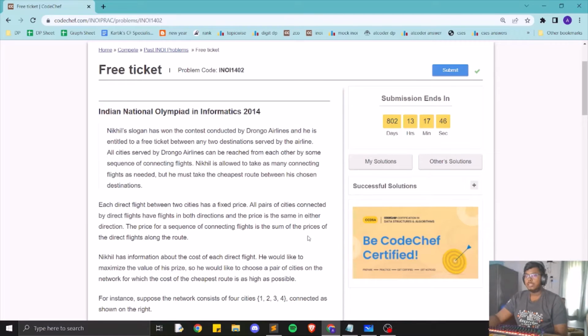So the problem states that Nikhil Slogan has won the contest conducted by Drongo Airlines and he is entitled to a free ticket between any two destinations served by the airline. All cities served by Drongo Airlines can be reached from each other by some sequence of connecting flights. Nikhil is allowed to take as many connecting flights as needed, but he must take the cheapest route between his chosen destinations. So this paragraph means that the graph is a connected graph.